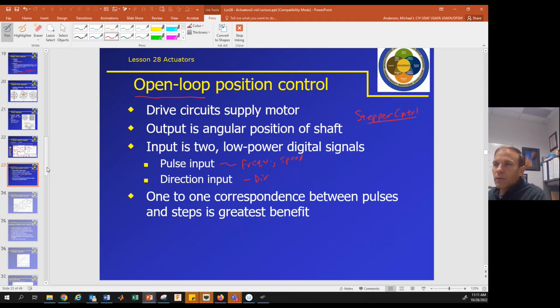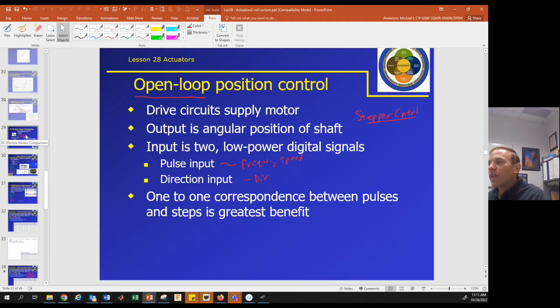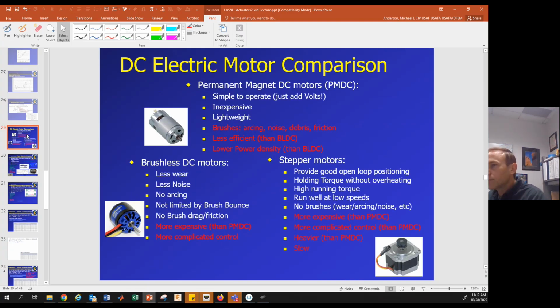Okay, so that is stepper motors in a nutshell, and we will explore those hands-on in the lab. Okay, so final summary of the various types of electric motors. We talked about permanent magnet DC motors. These are the simplest to understand and to operate. You just apply voltage. They're relatively inexpensive, relatively lightweight, but their drawbacks are they have brushes. That causes friction, noise, other issues. They're less efficient and therefore low power density.